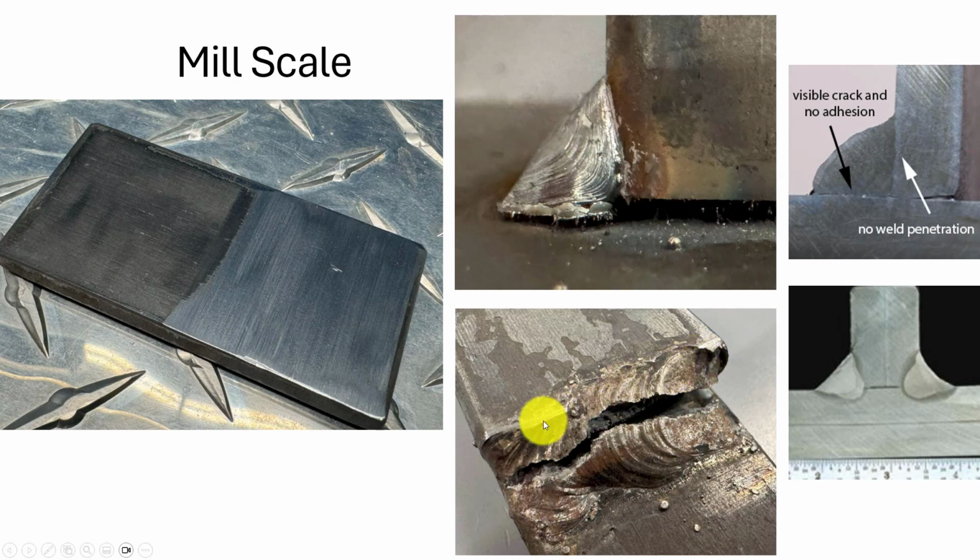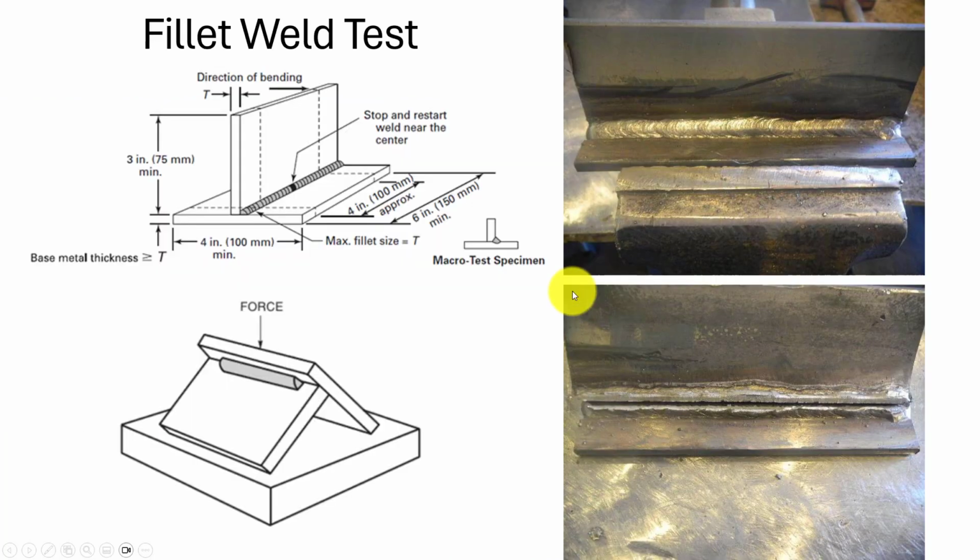But we want a nice consistent weld. This is not consistent all the way across, but it did break, and we did get good fusion where this one would not, okay? It would never break the weld across that theoretical throat.